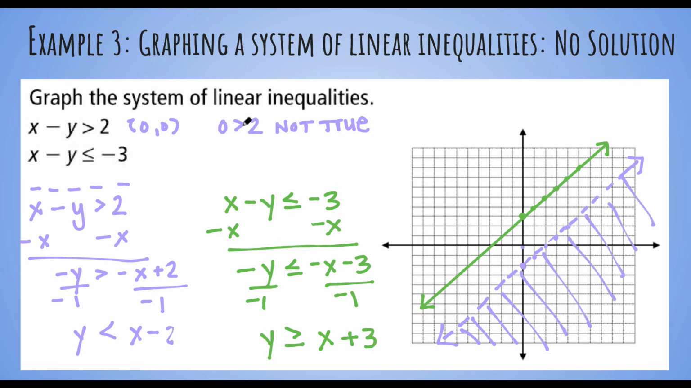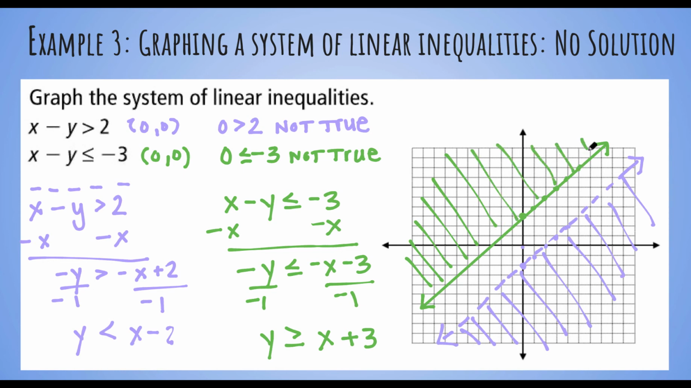For my second inequality, I'm going to check the point 0, 0 also. And when I substitute in the value, I get 0 is less than or equal to negative 3. This is also not true. So I'm going to shade the area away from the point 0, 0. 0, 0 is not included in the shaded region for the solution to this inequality. So if I look here at the overlap for the two inequalities, they do not have any overlap area, so there is no solution to this system.